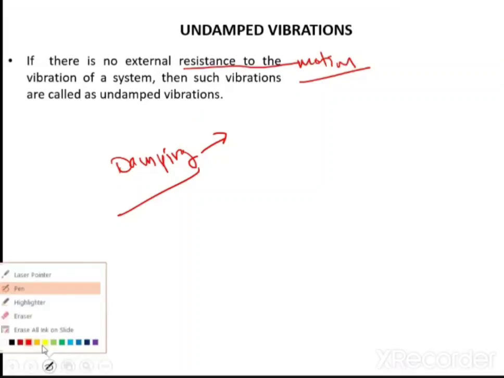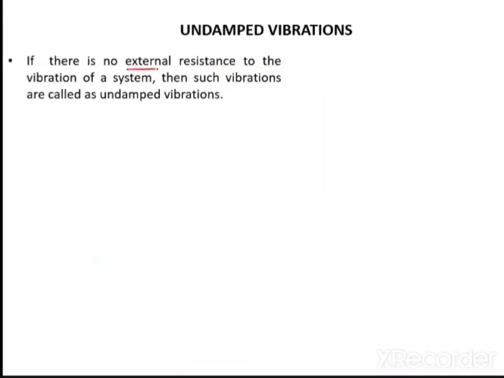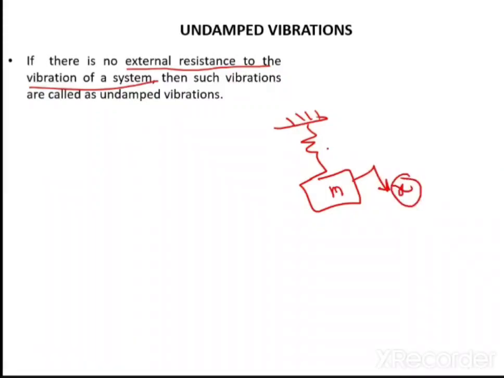Now if there is no external resistance to the vibration of a system, means what? Let us say this is a spring mass system. Let us say I give a small initial displacement x, k is the spring, m is the mass. Whenever you are giving a small initial displacement x, the system will start vibrating on its own due to the internal elastic forces, because the spring is an elastic element. Energy will enter and energy will get dissipated. But here you are not applying an external damper.